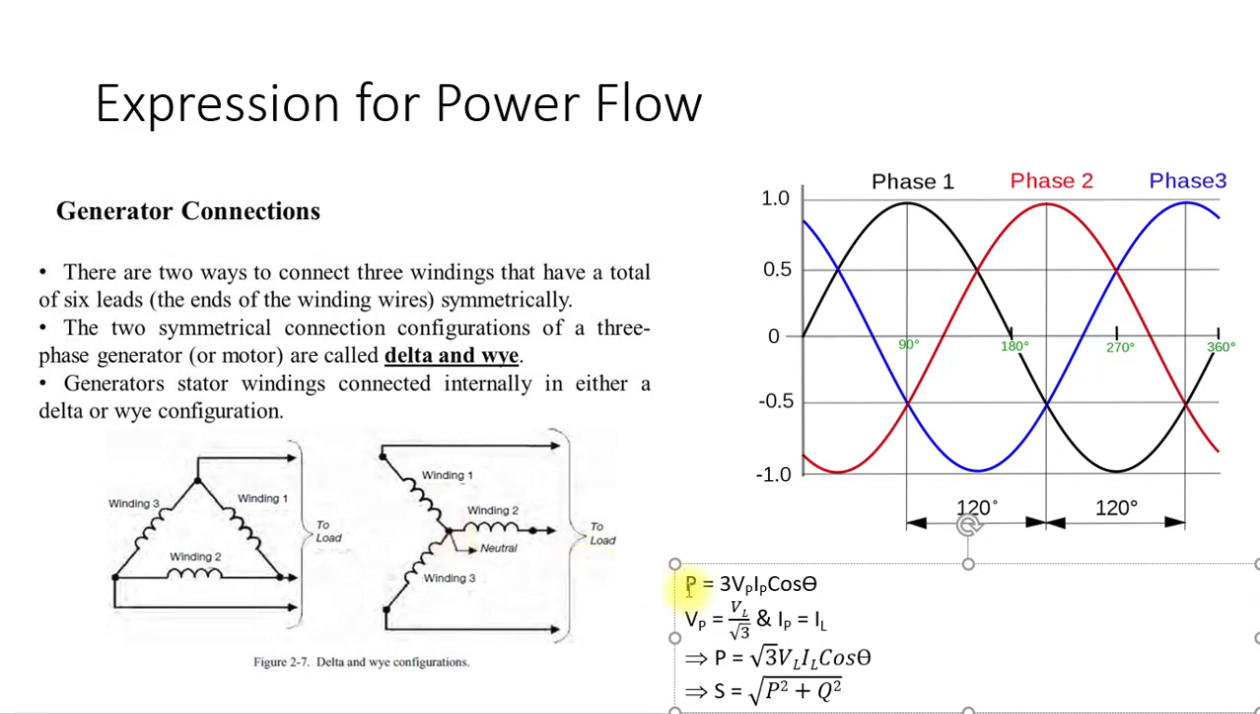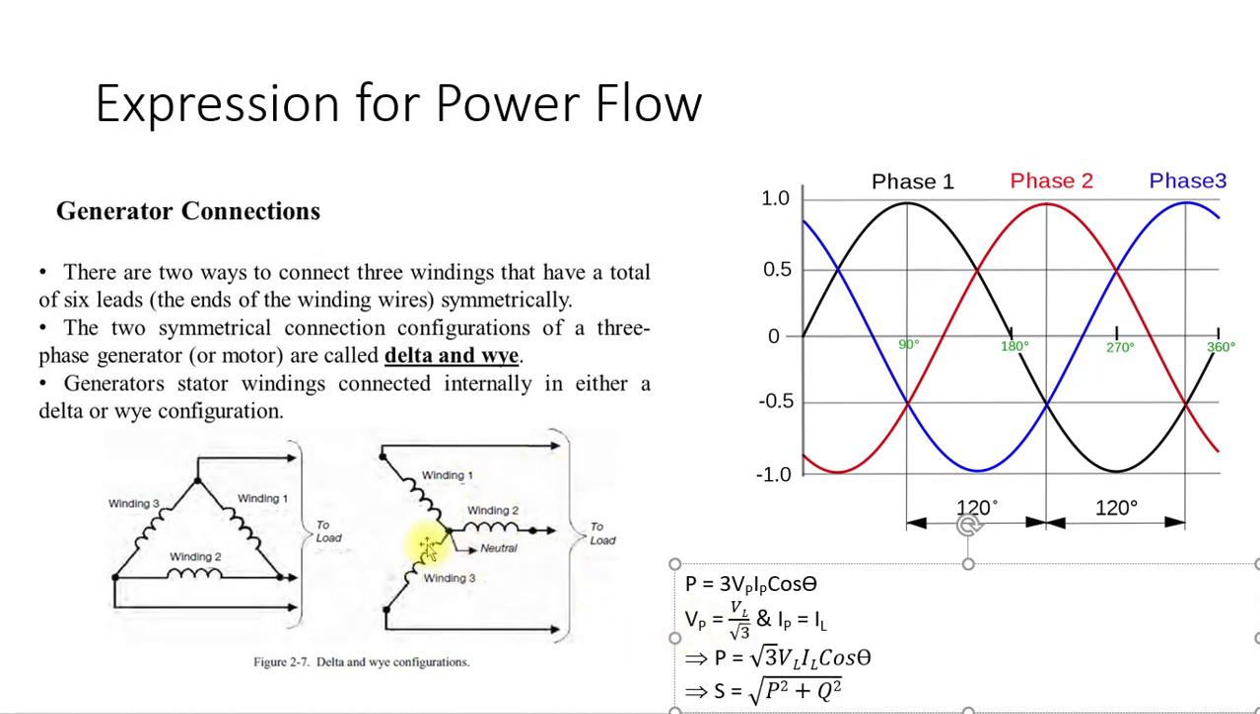For power to flow in a three-phase system, the power will be equal to 3 into V phase into I phase into cos theta, where theta is the angle between current and voltage. Here Vp means the voltage between the phase and the neutral. Similarly, Ip means the current between the phase and the neutral.